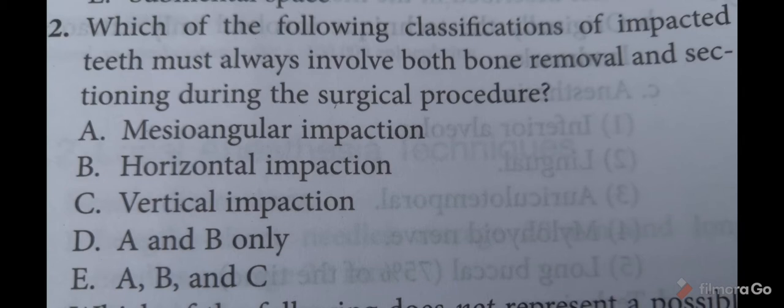So the answer is B. Horizontal impaction needs both bone removal and sectioning. Because D involves A and B, and A is not the answer, so we can't say it is D. E also includes A, B and C, so that is also not the correct answer. So the answer is B, horizontal impaction.